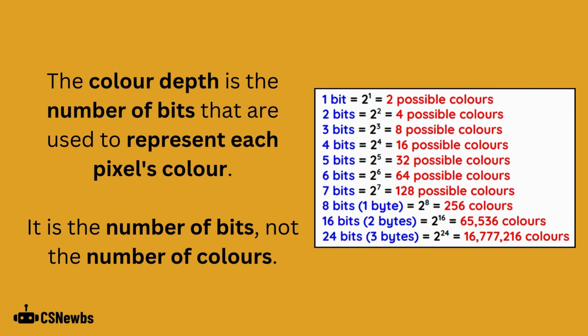The color depth is the number of bits that are used to represent each pixel's color. It is the number of bits, not the number of colors. So a color depth of 4 would be 4 bits, giving 16 possible colors. In a byte, which is 8 bits, you can have 256 different possible colors.